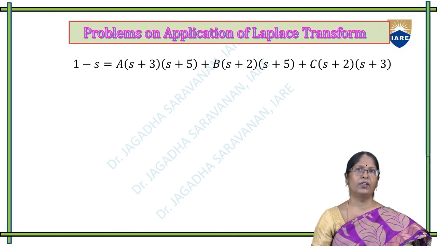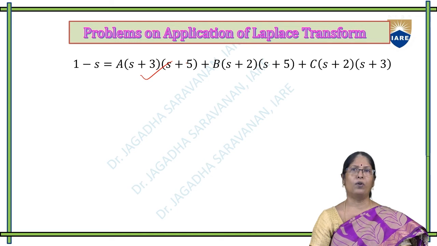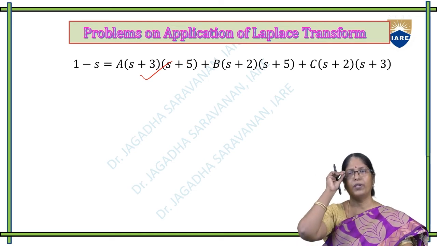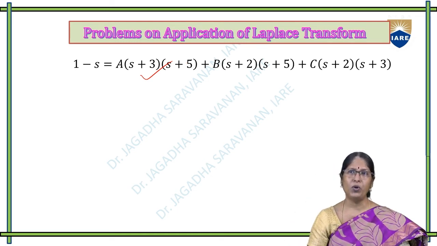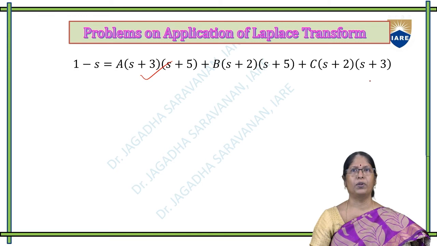So we have taken the LCM. The LCM we have got is A of s plus 3 into s plus 5, plus B of s plus 2 into s plus 5, plus C of s plus 2 into s plus 3.